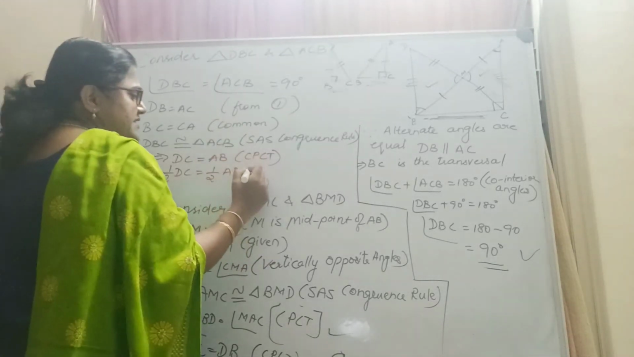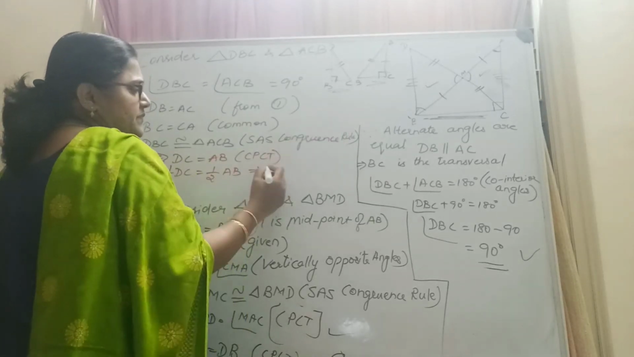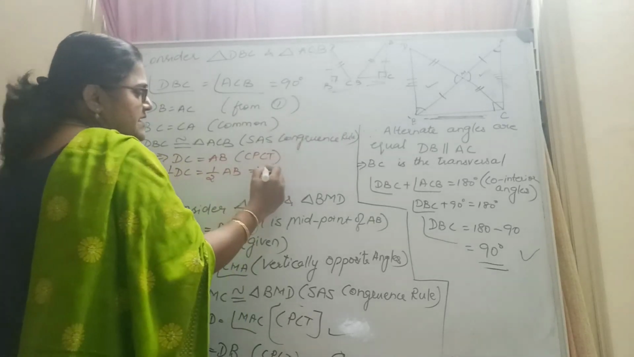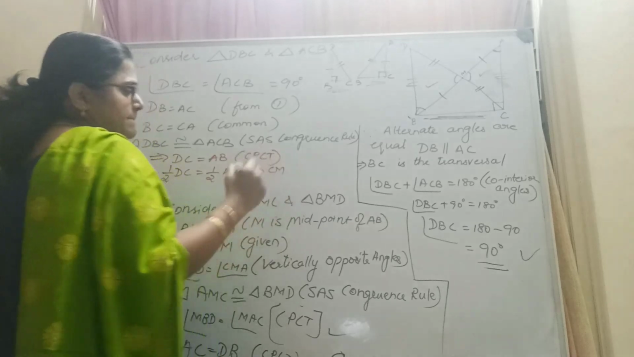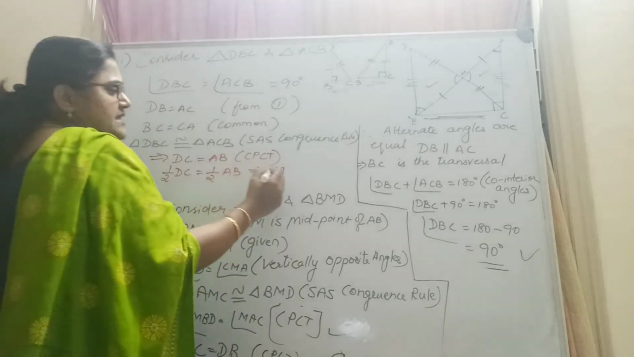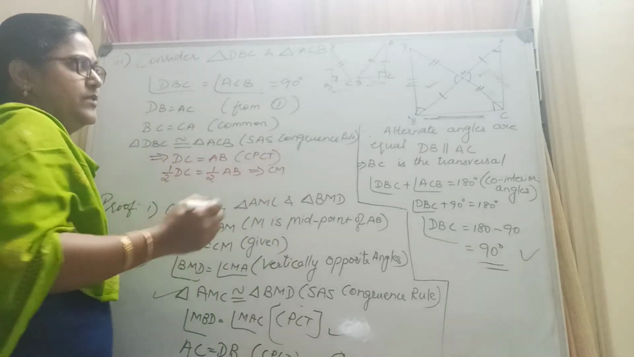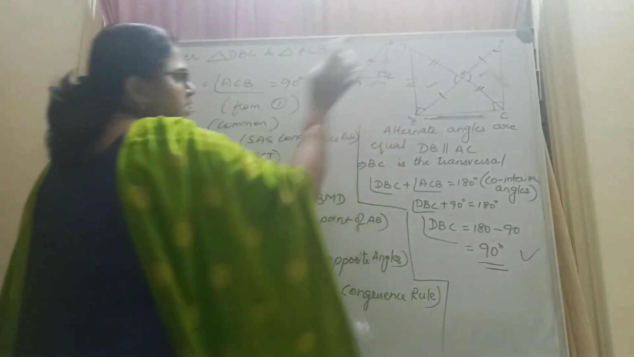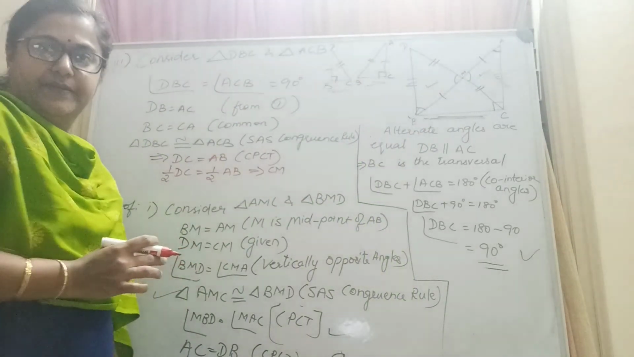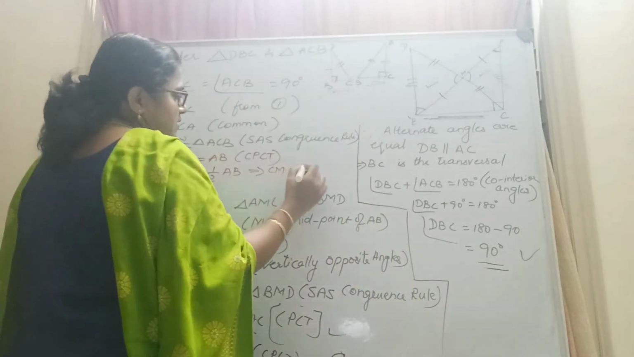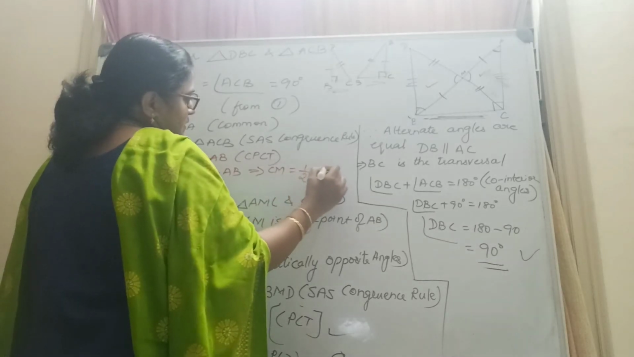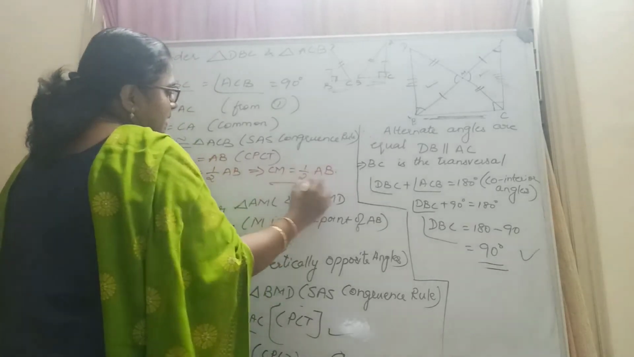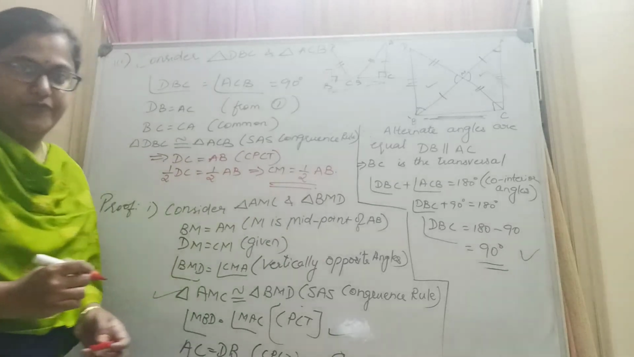What is half of DC? CM. Right? Why CM is half of DC? Because CM is equal to DM, it is given. Right? So this is equal to half AB. So the fourth part also we have proved.